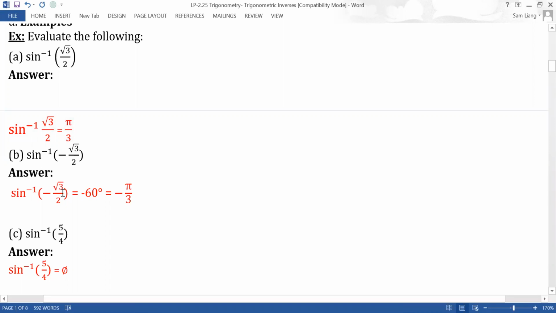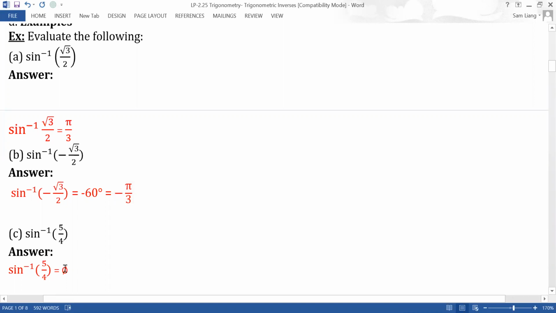For part B, it's going to be negative 60 degrees or negative pi over 3. Note that 300 degrees is also at the same location as negative 60, but remember the range we want is between negative 90 and 90 inclusive. So we would preferentially say negative 60 degrees here. Technically 300 degrees would be incorrect, but I know what you mean. Just say negative 60 degrees here for part B.